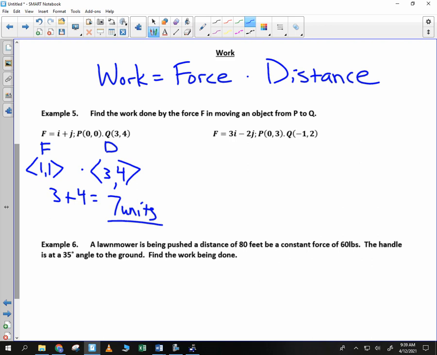No big deal, right? What is my force vector going to be for this one? 3, negative 2. And my distance vector may look a little bit more complicated. In the end, just take the second x value and subtract the first x value. Negative 1 minus 0 is negative 1. It's moved negative 1 units horizontally. And then 2 minus 3 is, it's moved negative 1 units vertically.